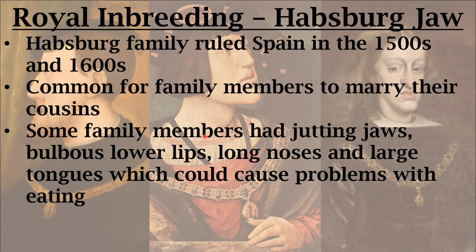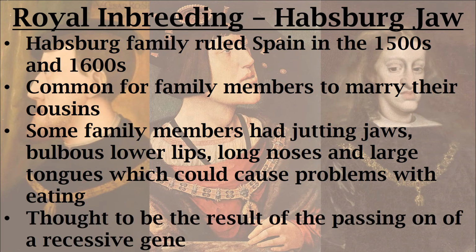So some family members had jutting jaws, bulbous lower lips, long noses, and large tongues, which would cause problems with eating. If they had that natural outbreeding, this probably wouldn't have occurred. So thought to be the result of the passing on of a recessive gene.